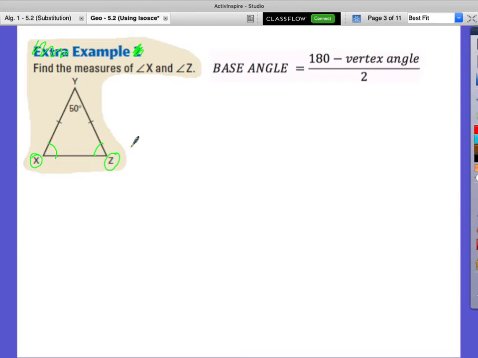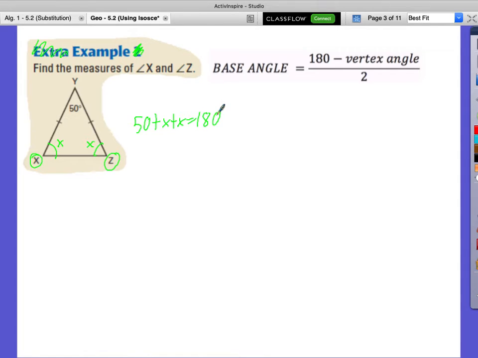So, do we know the measure of them yet? We're told they're this many degrees? No. What could we call it though? X. If I call this one x, what do I call this one? X. Why? They're the same. They're congruent. Can I now make an equation? What equation can I make? 50 plus x plus x equals 180, because all three angles in a triangle add up to 180.